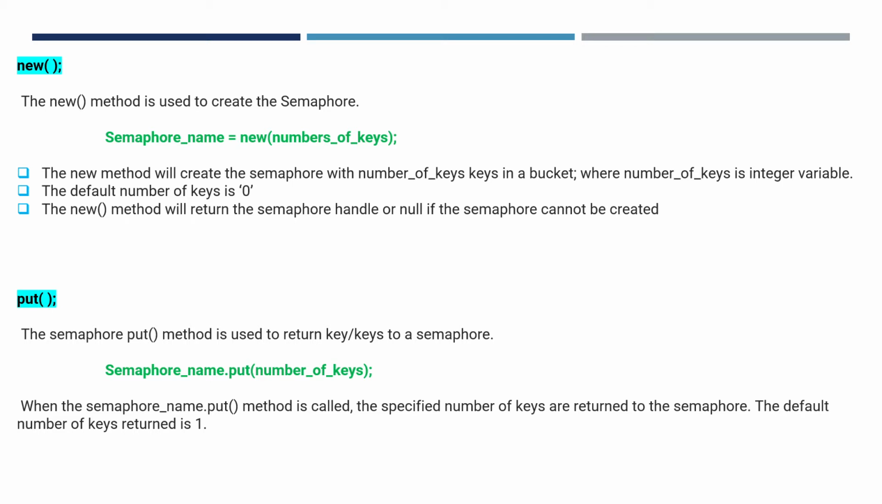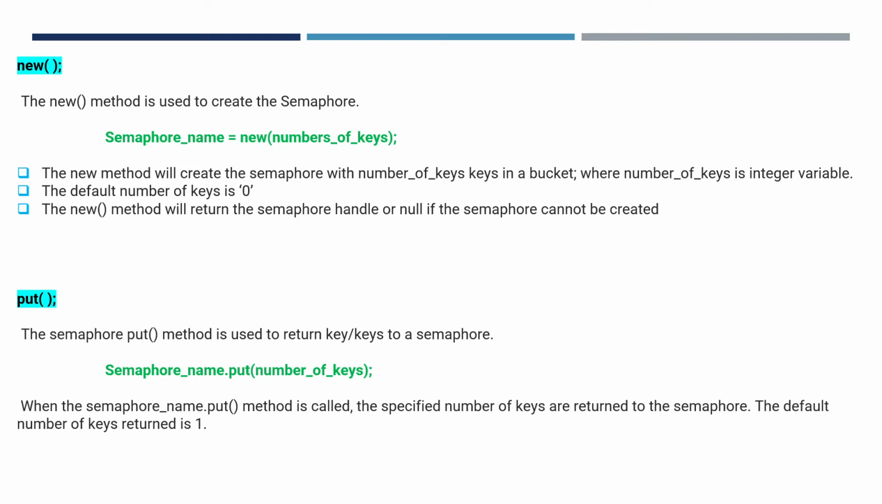We will see each of these built-in class methods in detail. The first one is new. The new method is used to create the semaphore, and its syntax is semaphore_name = new(number_of_keys); The new method will create the semaphore with number_of_keys in a bucket, where number_of_keys is an integer variable. The default number of keys is 0. The new method will return the semaphore handle, or null if the semaphore cannot be created.